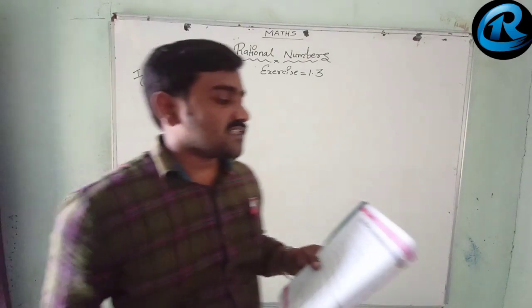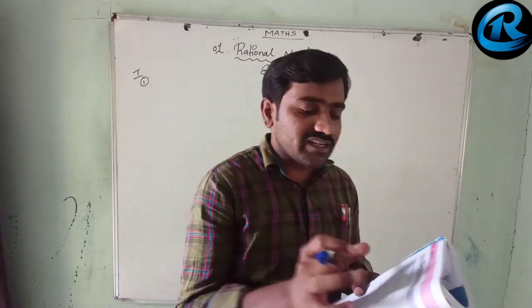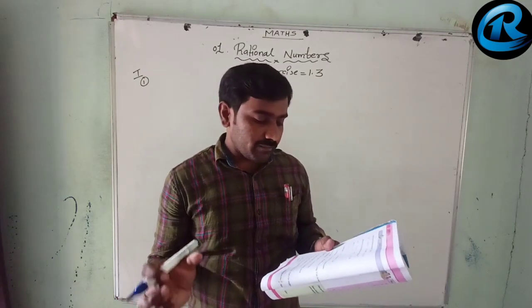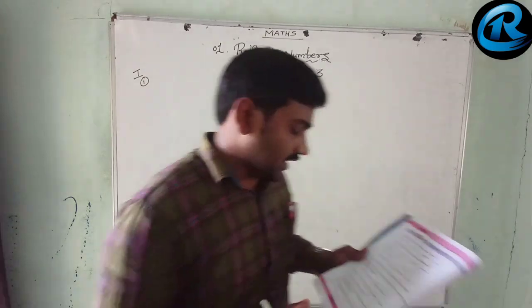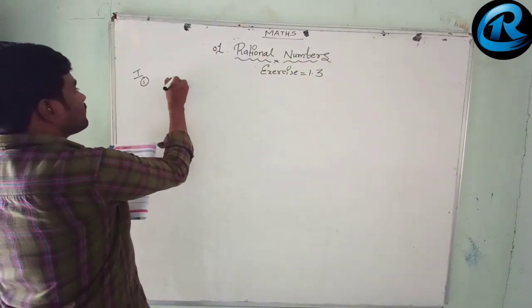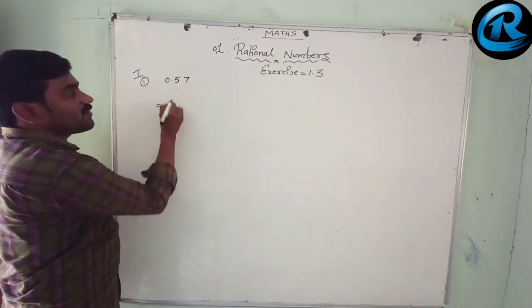First one: express each of the following decimals in the form of p by q. They have given some decimal numbers, and these decimal numbers we have to write in the form of p by q. Now 0.57. Let us write this 0.57 in the form of p by q.